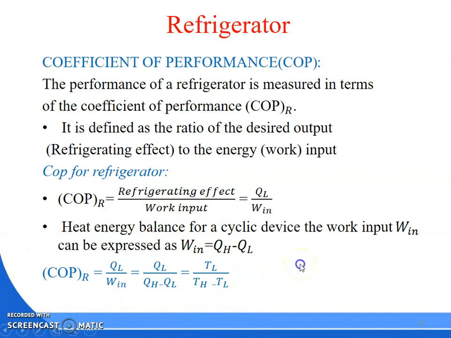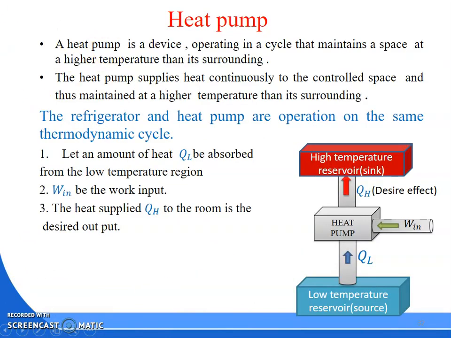Okay. Next we will discuss the heat pump. So what is a heat pump? A heat pump always maintains a higher temperature than that of the surroundings. So what is your desired effect? The desired output is your QH. What does a refrigerator do? It maintains a lower temperature than your surroundings, so its desired output is QL. For the heat pump, the desired output is QH.